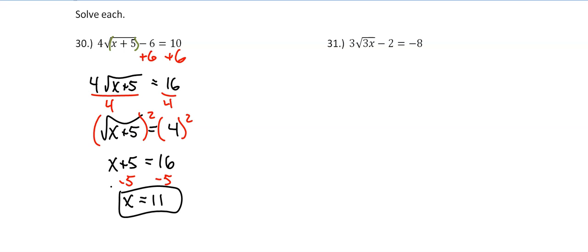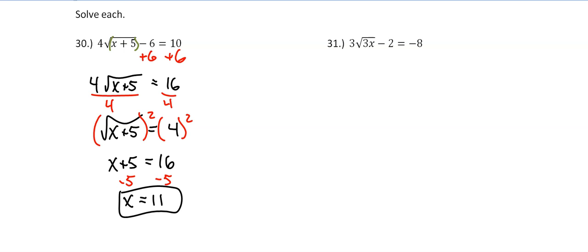Remember, extraneous solutions are solutions that look like they should be right, but they still don't work when you plug them in. They're wrong because of the situation, not because of the work you did. Okay? So if you get an extraneous solution, you did everything right, but it still doesn't work when you plug it back in. Okay? So plug that one back in, you'll see that it does work.